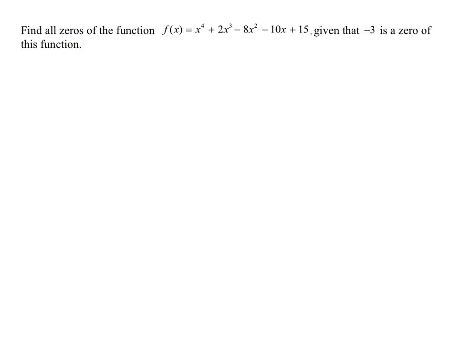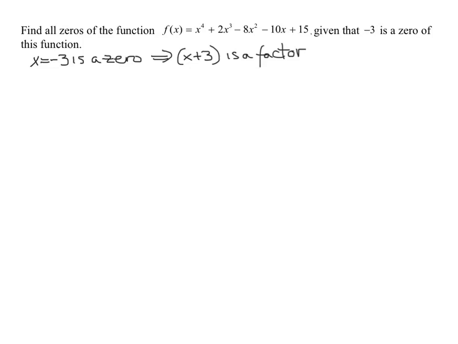So what does that mean if I know that x equals -3 is a zero? Remember, that means that x plus 3 is a factor of my polynomial f of x. And what that means is if I divide x plus 3 into f of x, I should get a zero remainder, and I'll also get a cubic equation that might be easier to solve. So that's our first step.